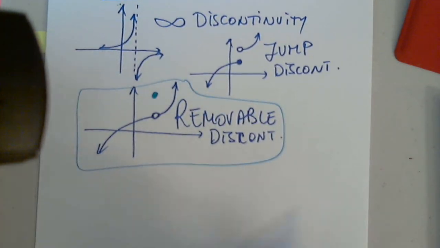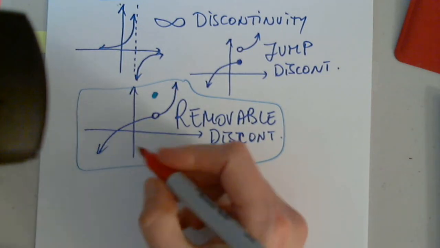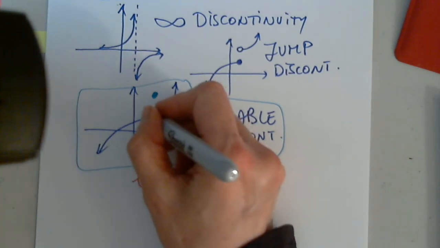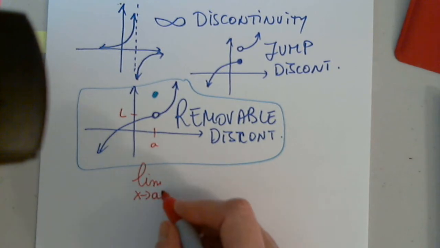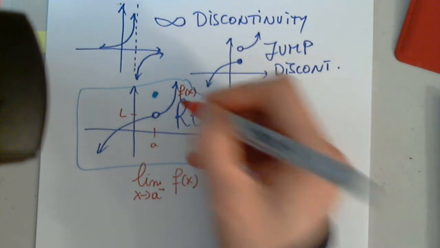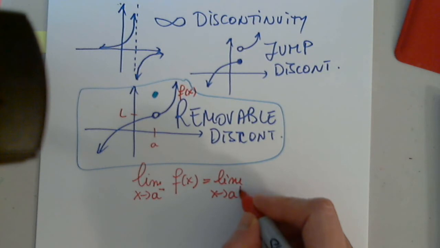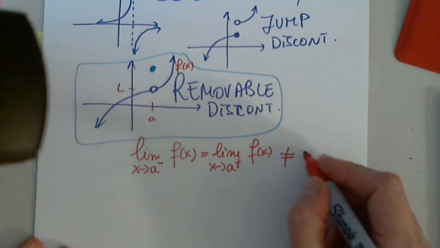What is the property of removable discontinuity? Which does not exist, and why is it called removable? Okay, so here is the property. The limit, of course, this is A, and this is L. The limit as x approaches A from the left of the function f of x equals the limit as x approaches A from the right of f of x, but it does not equal f of A.